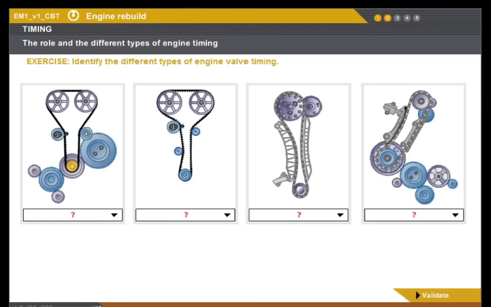Now let's do an exercise before continuing. Identify the different types of engine timing.